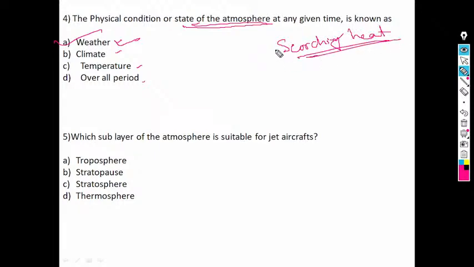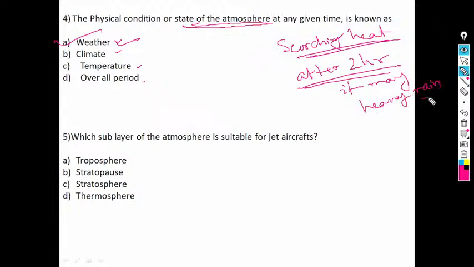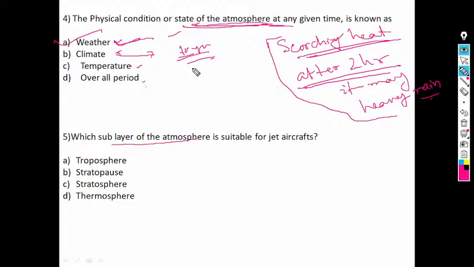It is very hot now in summer, but it is not the same after 2 hours. After 2 hours it may be heavy rain. So weather is basically volatile, particularly for a short time period, so it is written as the physical condition and state of the atmosphere. When the same type of weather continues for 10 years, it is known as climate.